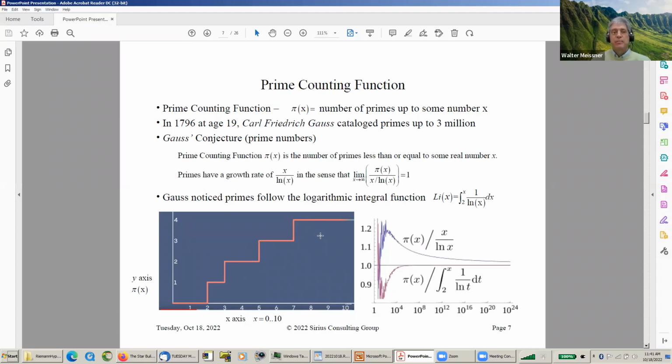So that's how the prime counting function works. And if you look on the right, there are 2 graphs. The top is pi of x divided by x over log x. The bottom is pi of x divided by the logarithmic integral. It shows you that the integral approaches 1 much earlier, at 10 to the 4, whereas x over log x is still not at 1 with numbers as high as 10 to the 24.